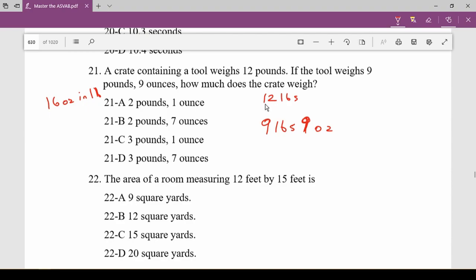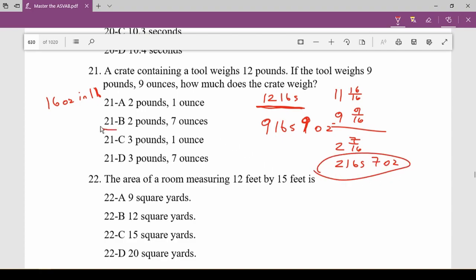Sorry about that. I'm going to rewrite this 12 pounds as 11 pounds and 16 over 16. Again, there are 16 ounces in a pound. So this 16 over 16 is 1 pound. 11 plus 1 is 12. And I'm going to do the same here for this 9. This is 9 and 9 over 16 ounces. Now we can just subtract, since these are mixed numbers with the same denominator in their fractions. 12 minus 9, that's 3. Sorry, 9, 10, 11, that's 2. We're subtracting those. 16 minus 9 is 7. So this is 2 pounds and 7 ounces, which is right there.